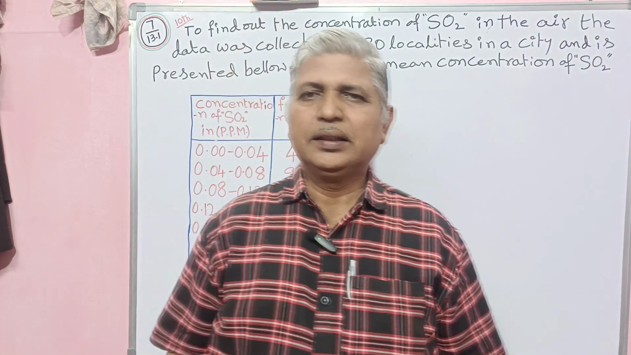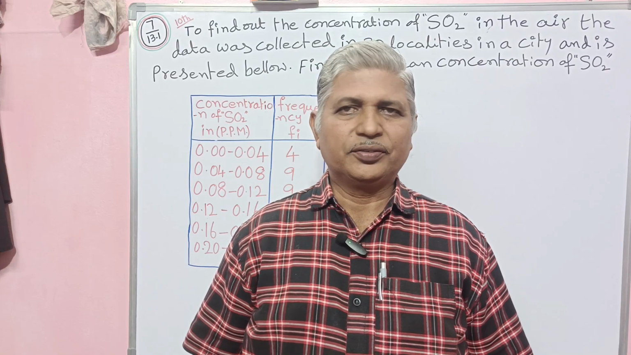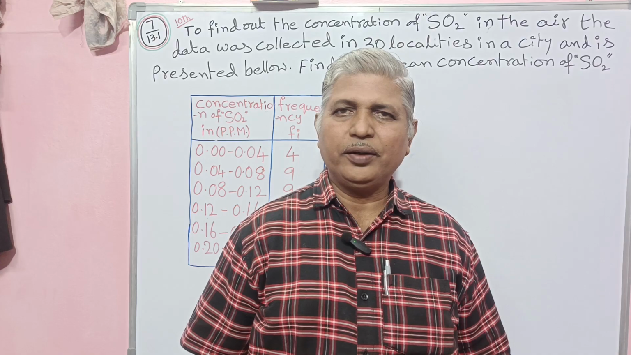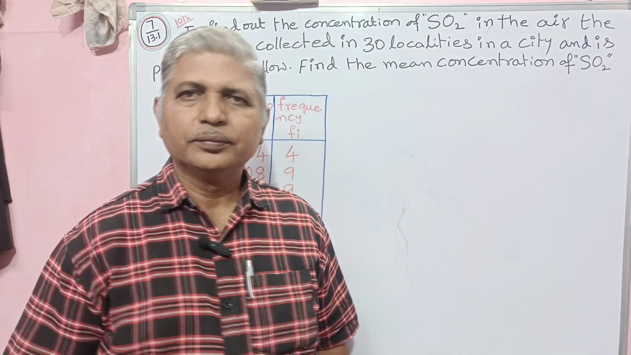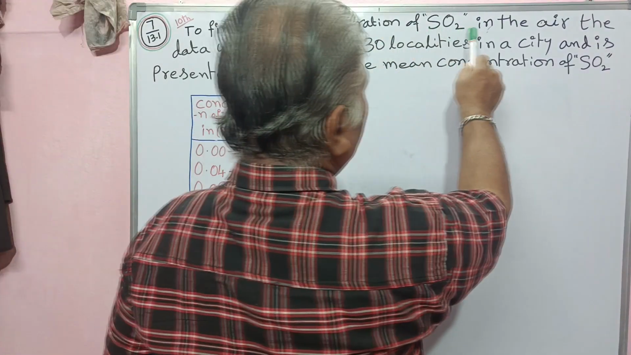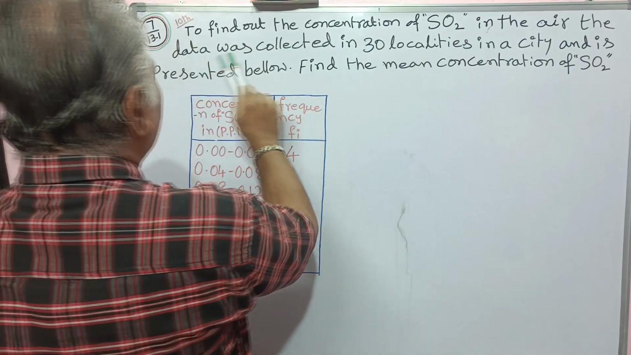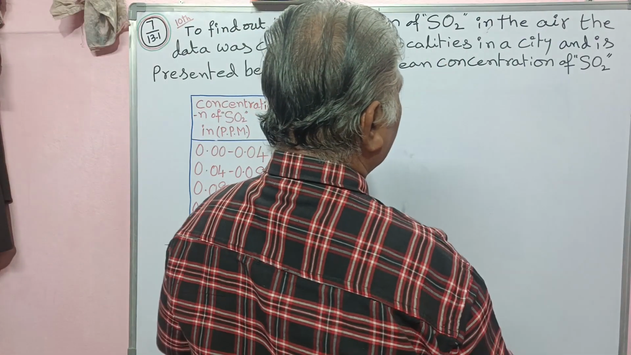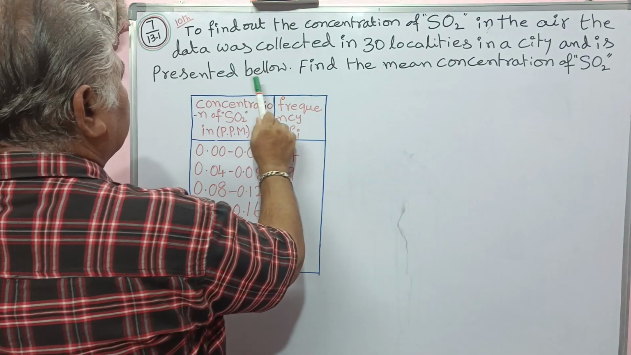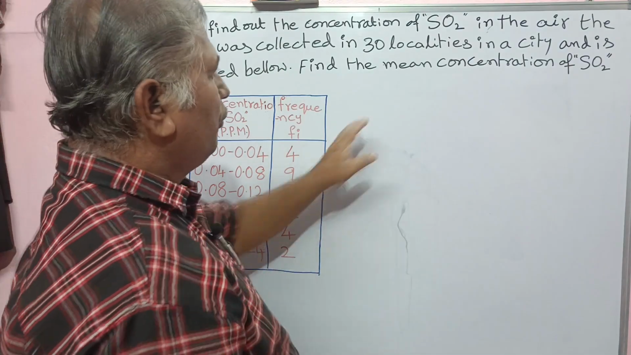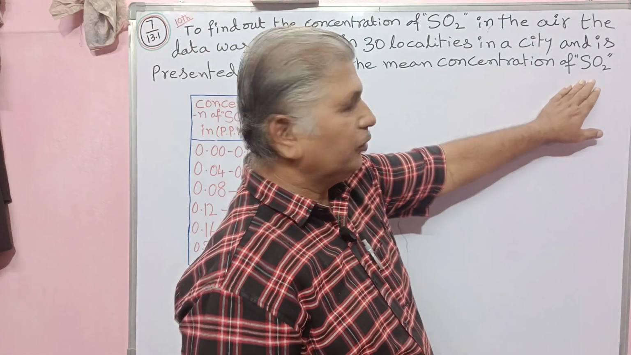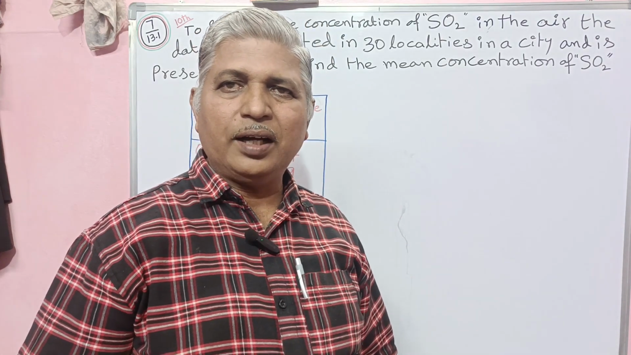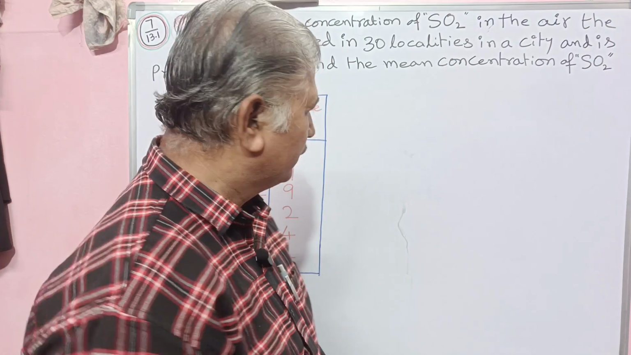Today we will see the chapter Statistics of 10th class, the 7th question of exercise 13.1. To find out the concentration of SO2 in the air, the data was collected in 30 localities in a city and is presented below. Find the mean concentration of SO2.